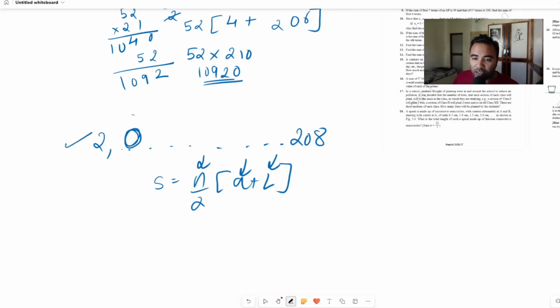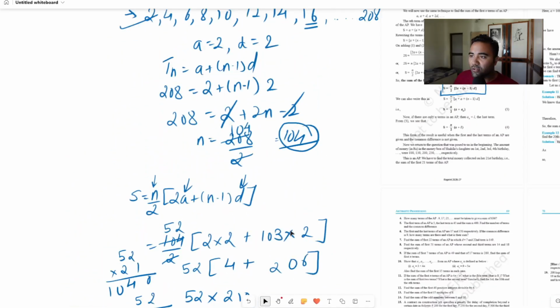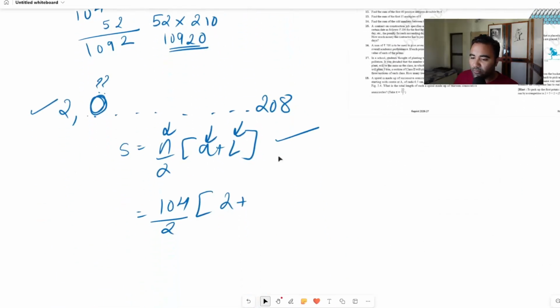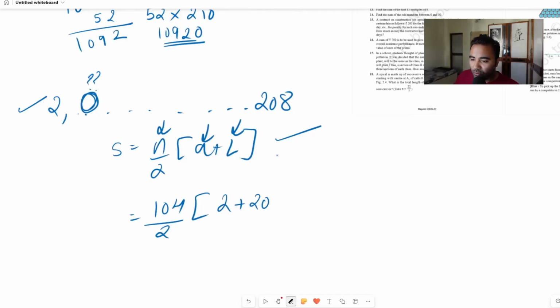But in this question, the second term is not given. Now, how do you calculate common difference? You don't. You simply use this formula for sum. So there are 104 divided by 2. The first term is 2 and the last term is 104, I think. No, 208. So it's 208.